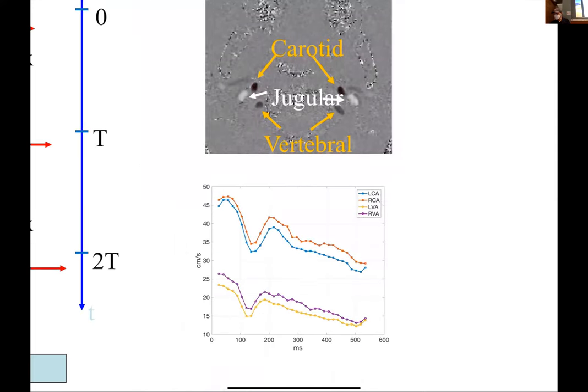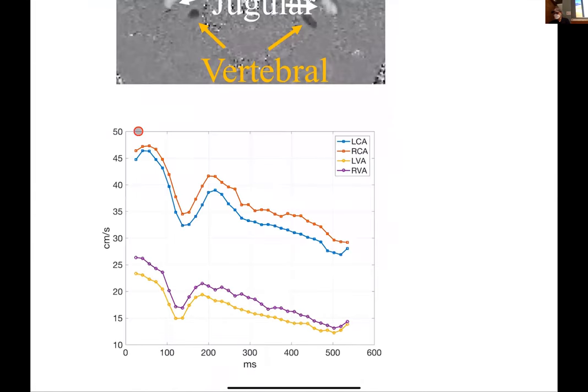You can also map this over time. This is showing the velocities in centimeters per second. You can see this is the left and right carotid arteries, and you're seeing blood flows up to about 45 centimeters per second over the course of a heartbeat. Then here in the vertebrals, you see about half the velocity of flow. This is done with an acquisition where we do this measurement at different parts of the cardiac cycle, so we can see how velocity is changing with time.